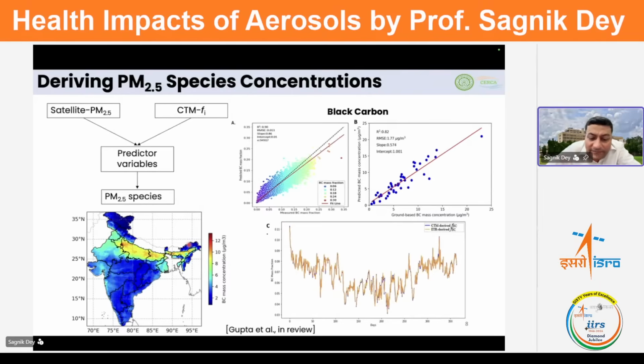And now using these black carbon concentrations and other species, as I said, we are doing health studies to really understand which species has more impact. And I'll show you one example later on.